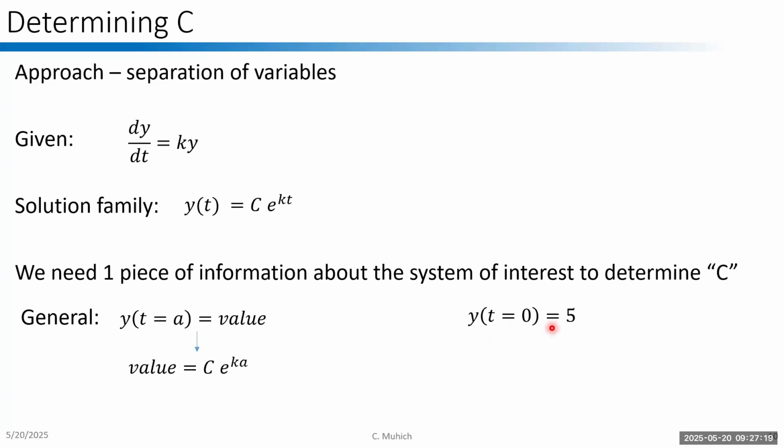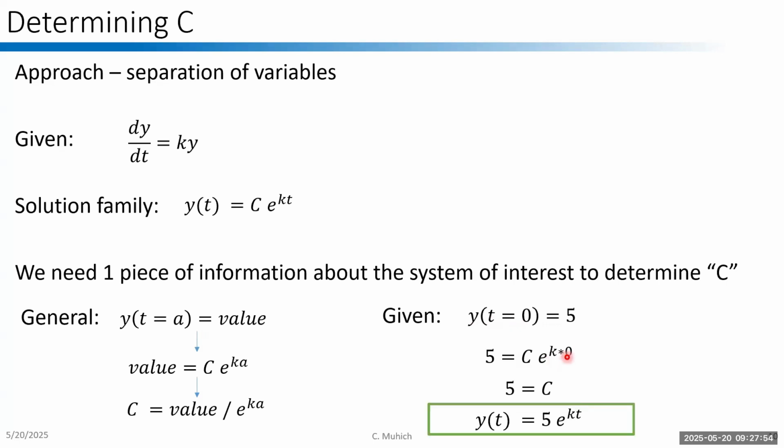Given this, I can substitute this information into this equation. So that value is equal to c times e to the ka. I rearrange and I get c is that value divided by e to the ka, and then I know what c is. So in our example, y at t equals 0 is 5, so I have 5 equals c e to the k times 0. That means c is 5, which means our final equation is y of t equals 5 e to the kt.